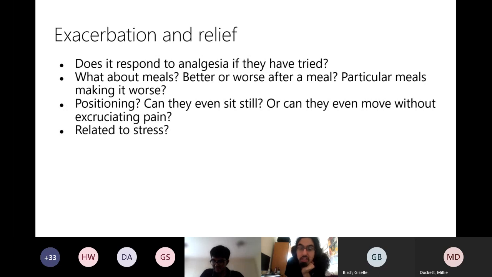Yep, duodenal ulcers, as opposed to gastric ulcers, which are worse after food. Why is that? What's the mechanism behind that? Why are gastric ulcers worse after food whilst duodenal ulcers are better?